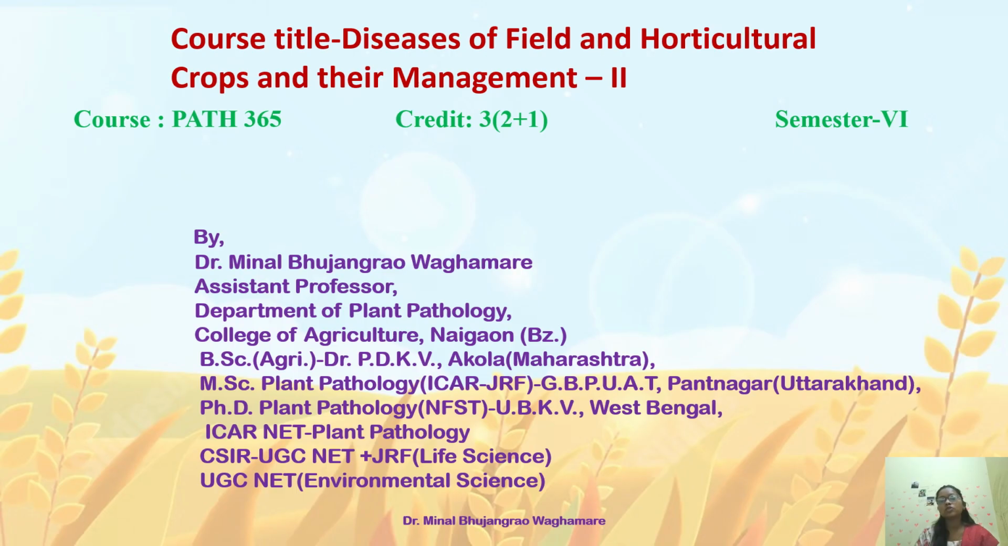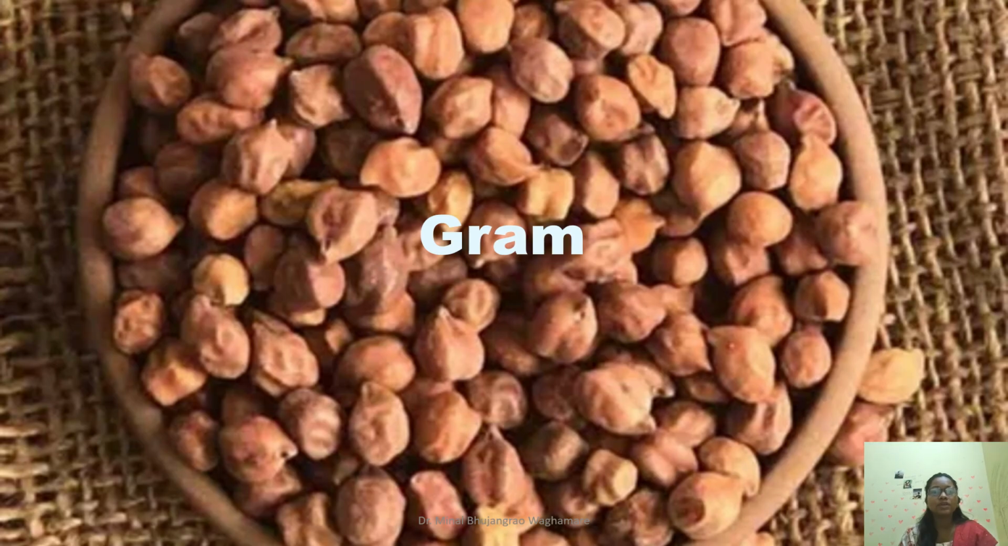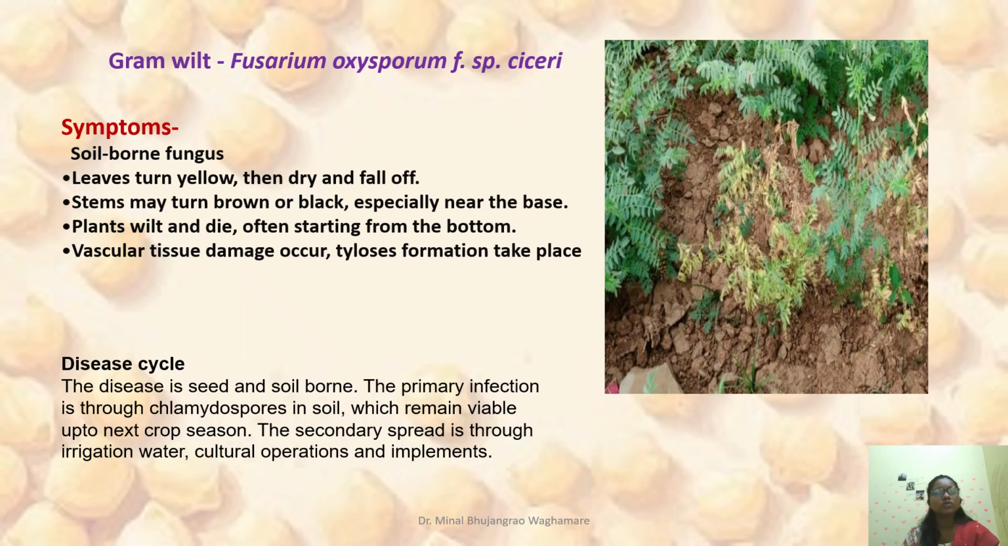In the series of diseases of field and horticulture crops and their management, we are now seeing the pulses crop. In that, our first crop is gram. So our first disease of chickpea is gram wilt. The causal organism is Fusarium oxysporum f. sp. ciceri. This pathogen is basically a soil-borne fungus.